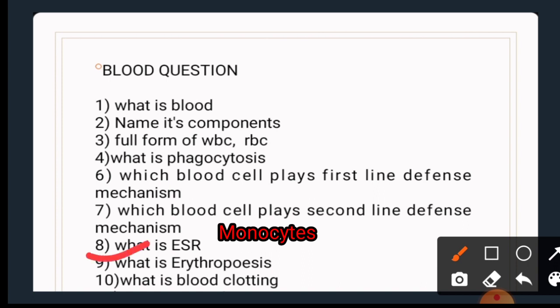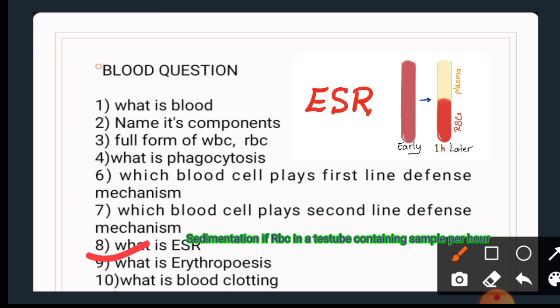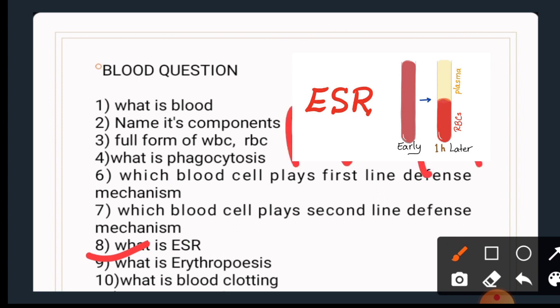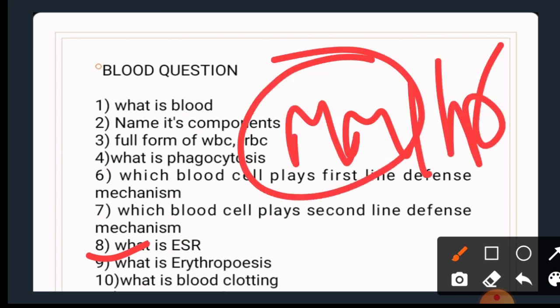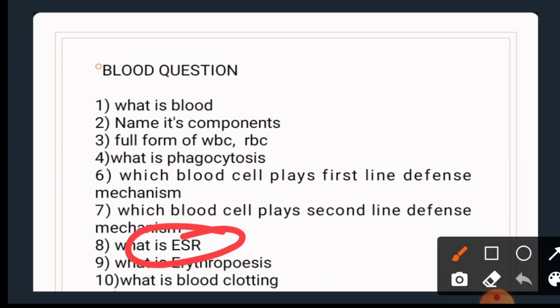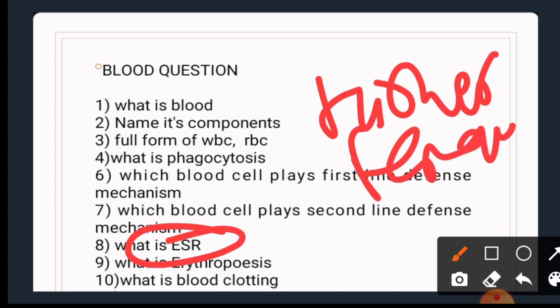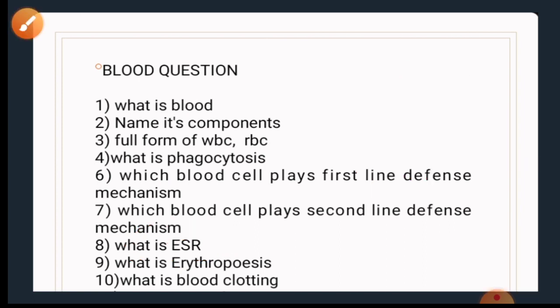Then what is ESR? ESR stands for erythrocyte sedimentation rate, and it is the natural settling down of RBCs in a test tube containing a blood sample, and its result is measured in millimeter per hour. It means how many millimeters of red blood cells settle at the bottom of the test tube per hour. This ESR is higher in females than in males, and it differs according to age.